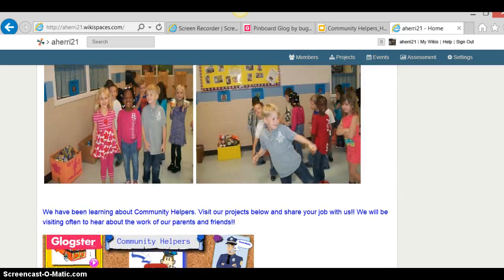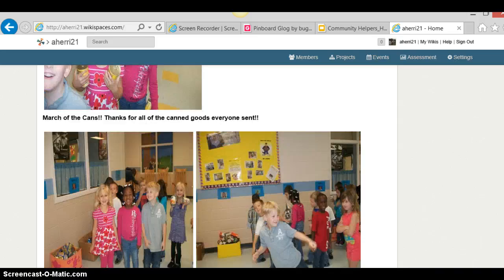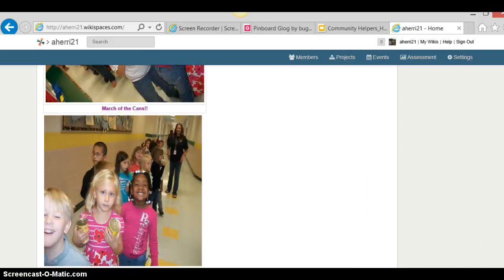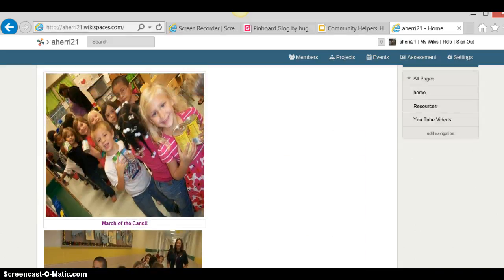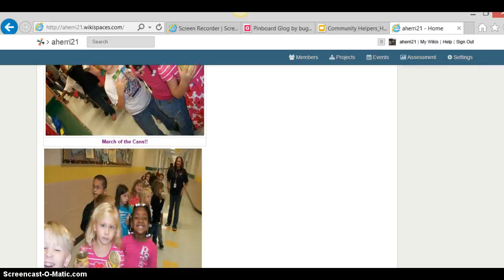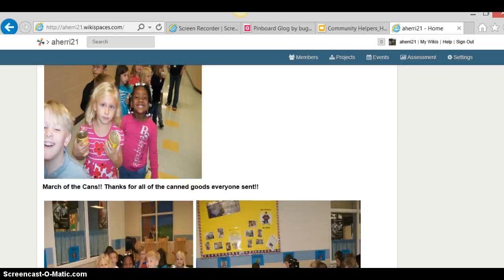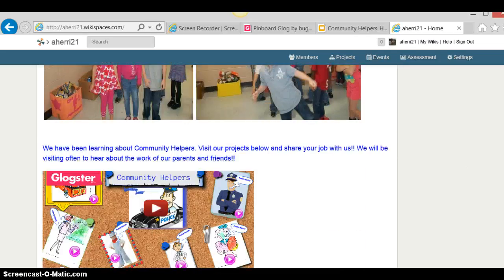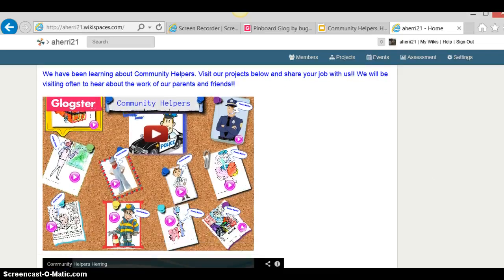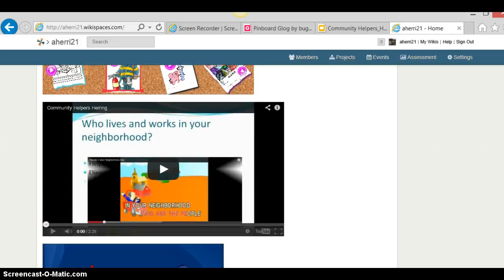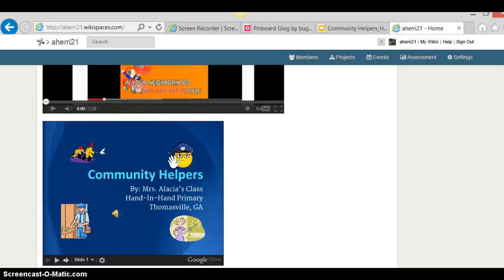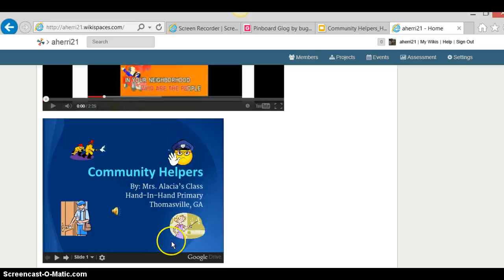the community service project we participated in, which was our canned food drive. So you can see my students in the March of the Cans. Last Friday they were marching the cans up to give them to the Salvation Army for the needy families. So we participated in a community project, and then students chose their favorite community helper and made a Glogster or a slideshow. And my slideshow is right here on my wiki page.